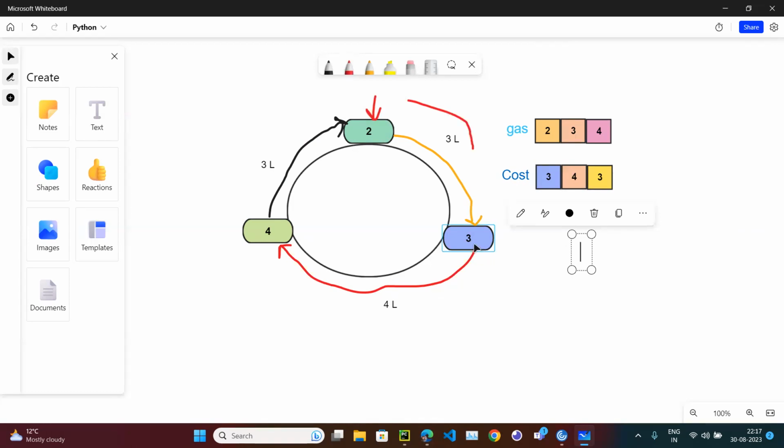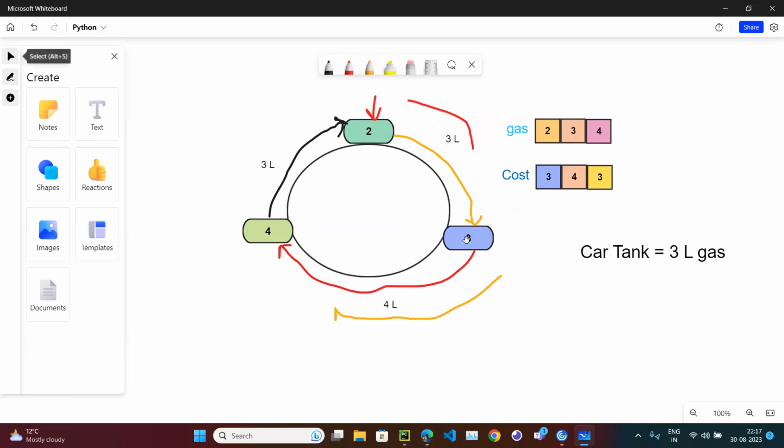Delete it. So shall we start from 3? If we start from 3, the car tank could have 3 liters of gas, right? So if we start from 3, let's start moving. Stop, because we need 4 liters of gas. So we can't start from 3. Okay, which is fine. Let's start from the 4.